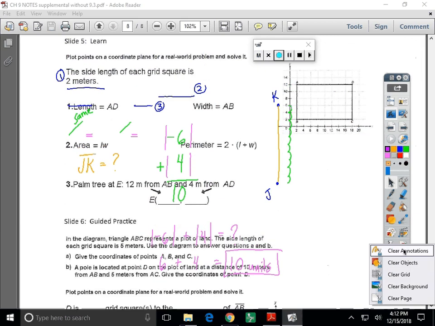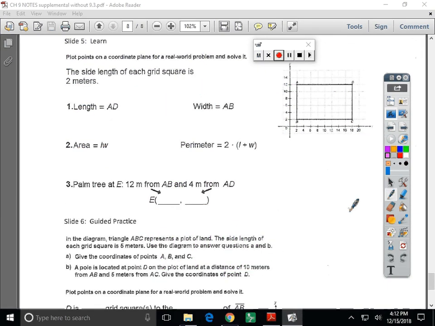Here's the last page that I thought we were already to. So let's take a look at slide 5. This is on a page before you get to your math maps.